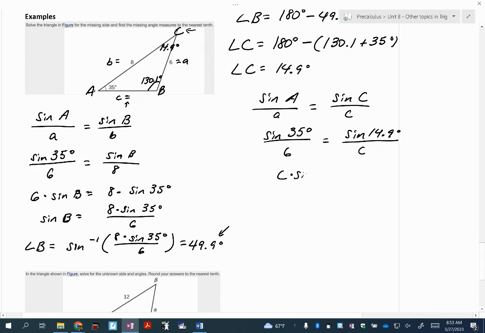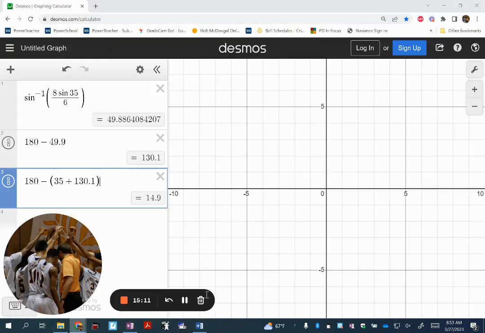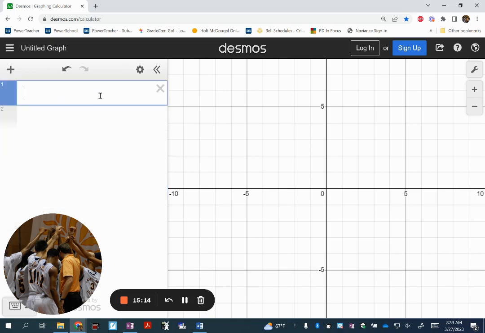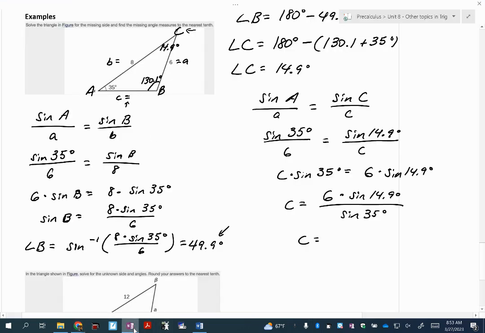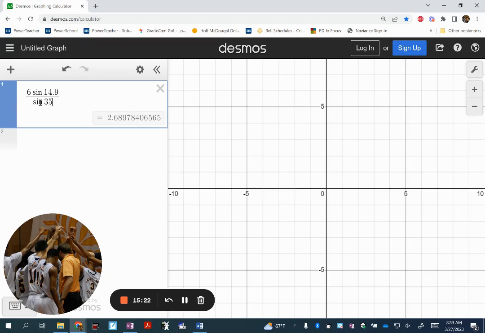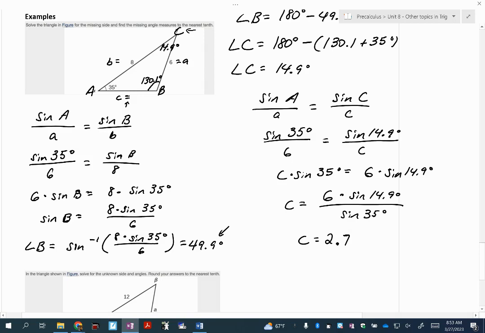Cross multiply, and then we'll divide by the sine of 35 degrees. And that will give us our side length C. All right, so we've got 6 times the sine of 14.9, so 6 times the sine of 14.9 over the sine of 35 degrees. All right, so 2.7 approximately. All right, and that's it.